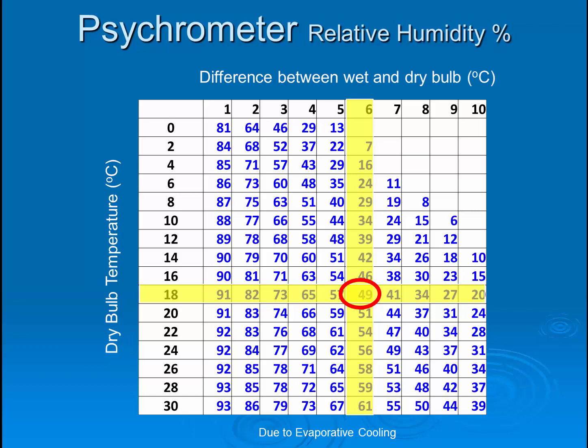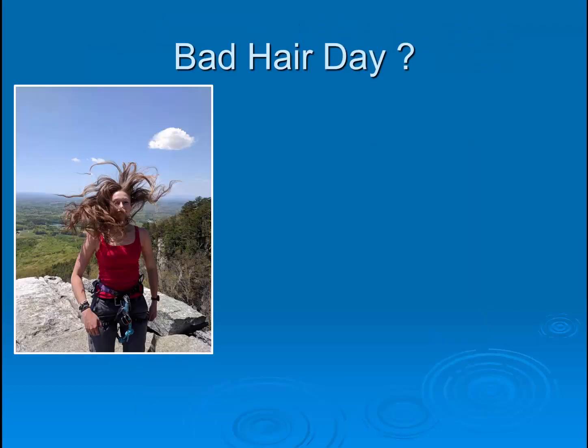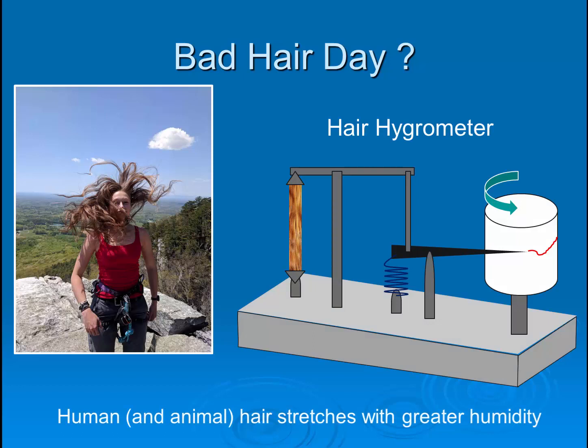There are other ways than a psychrometer to measure relative humidity. Have you ever had a bad hair day? This is my daughter. One day we were rock climbing this summer. It was a little bit humid, but humidity can be measured with hair. Turns out that human and animal hair stretches fairly significantly with humidity. Sometimes it stretches in a curly way, sometimes it flattens out. Many of you will recognize this from humid days. If you have a hairstyle, it may be less cooperative on a humid day.